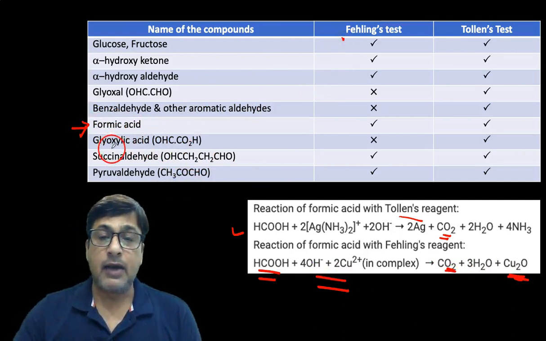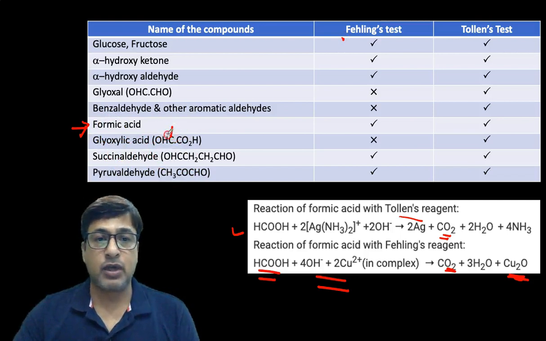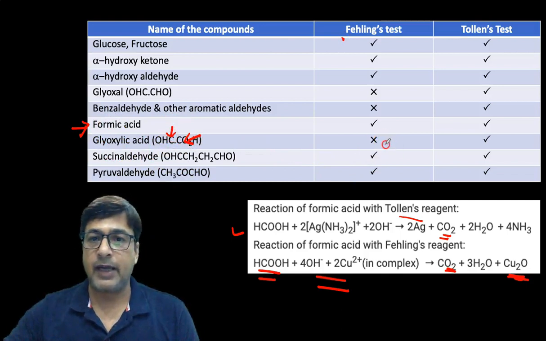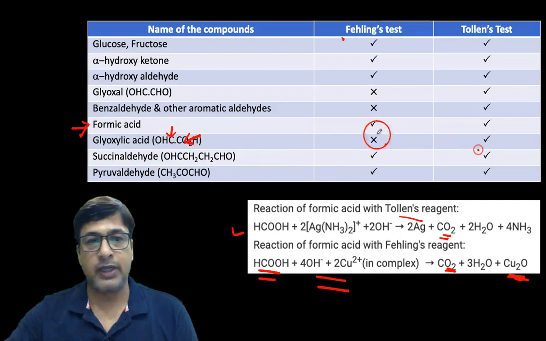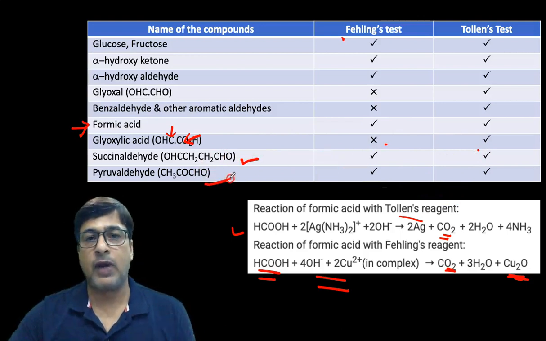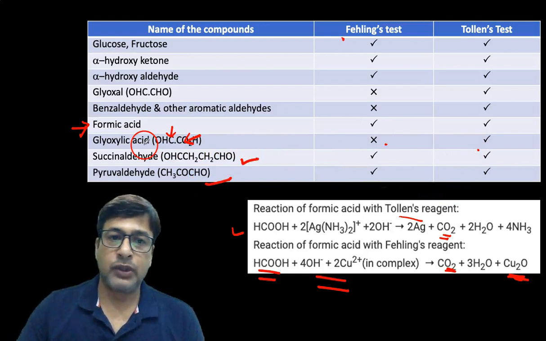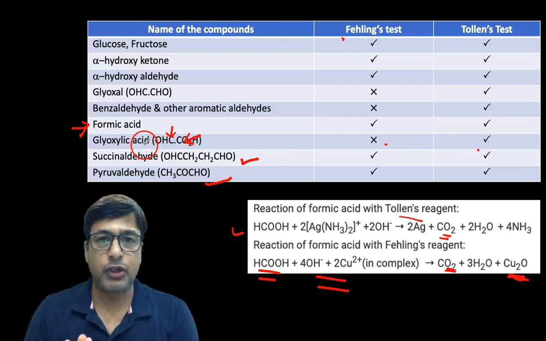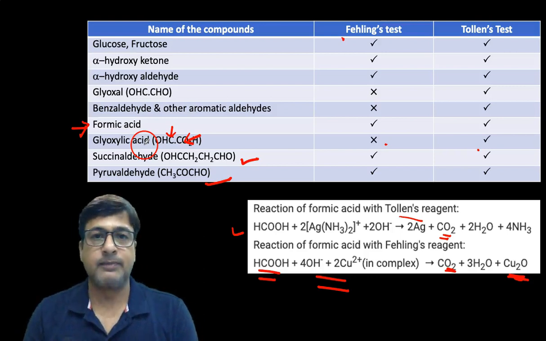Third is glyoxylic acid. That means one end consists of an aldehyde group, the other consists of a carboxylic group. It gives a negative test with Fehling's, positive test with Tollens. Succinic aldehyde gives both positive, and pyruvic acid, having an alpha keto group, gives a positive test for Tollens as well as Fehling's. So in this 5-minute chemistry I have discussed Tollens and Fehling's. I hope you have learned all this chart and all the exceptional cases which Tollens and Fehling's show. Thank you.